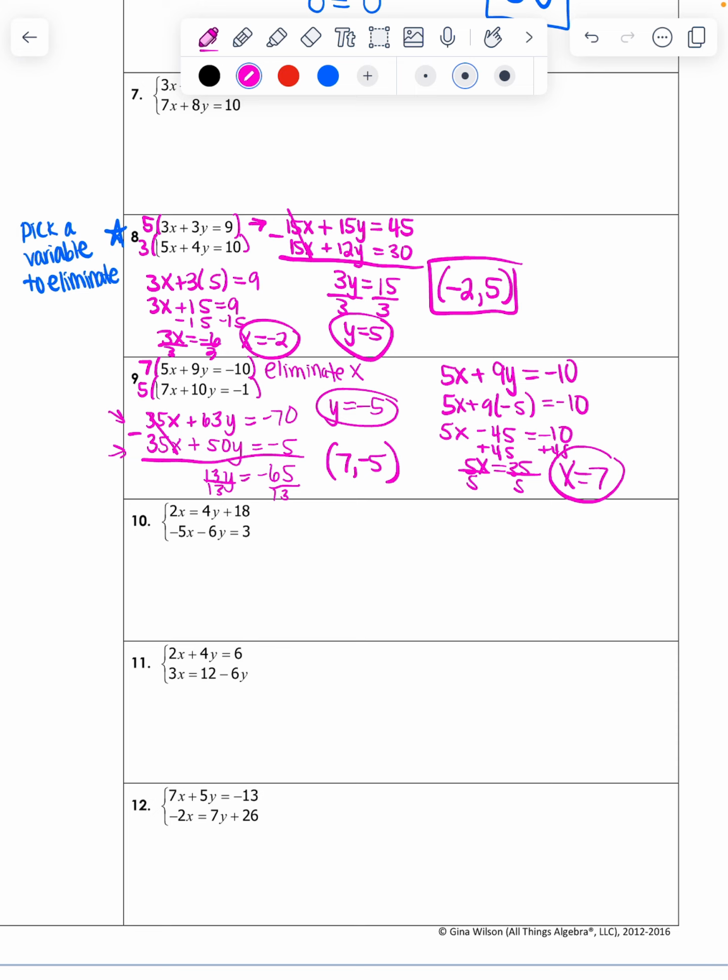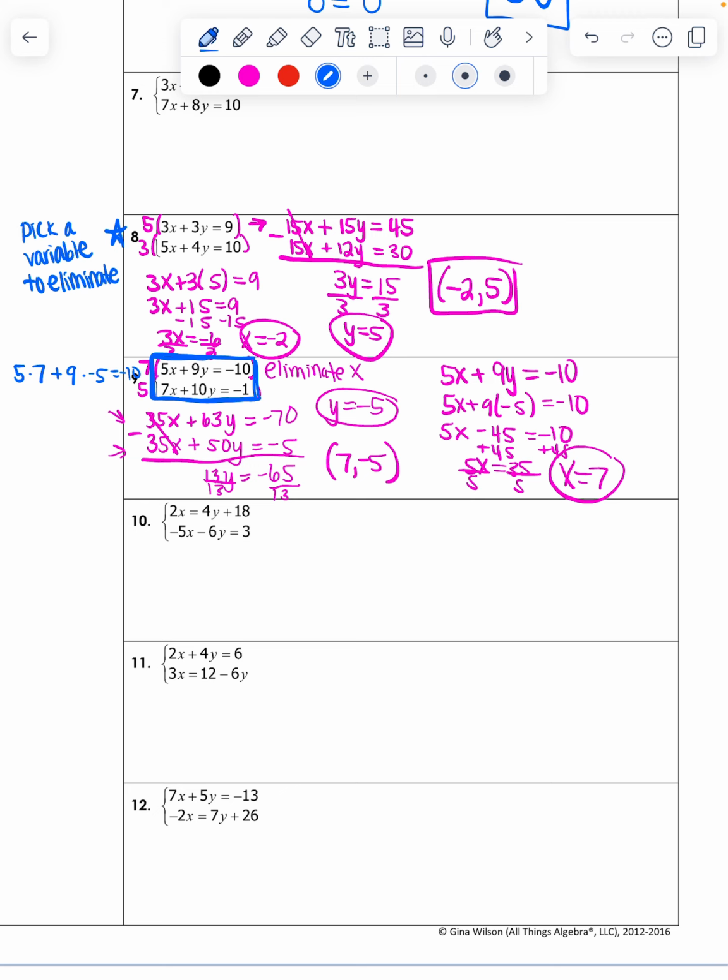Checking our answer is super important. It's often something that students forget to do or don't take the time to do, and it's super simple to check. Does 5 times 7 plus 9 times negative 5 actually equal negative 10? It can be done right in the calculator. Right now, I have my calculator out. I'm doing 5 times 7 plus 9 times negative 5, hitting enter, and yes, it equals negative 10. That's what the calculator tells me.